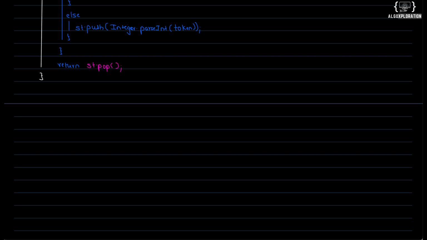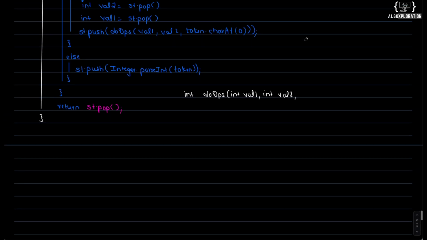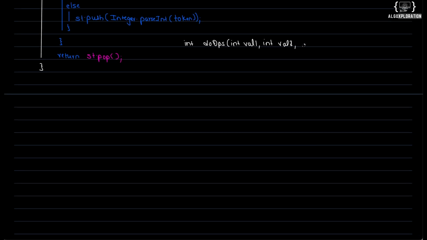So this function basically returns the integer value, right? So int do operation, in which it is taking value 1, value 2, and since we are converting it into this, so obviously it will be a character now. So char operator, either it will be plus, minus, multiplication, or division. Now see, there are 4 choices, either plus, minus, multiplication, or division.